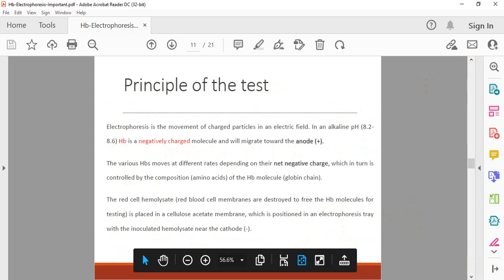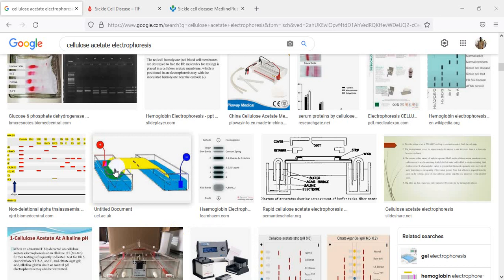Let's see this illustration. This is a cellulose acetate electrophoresis. So we can see the paper. One end is placed on the anode, the positive charge, and this is the negative charge. The paper is placed in one of the buffers, then the other side is placed in the other buffer. So when we put the specimen here, it will move towards the end.